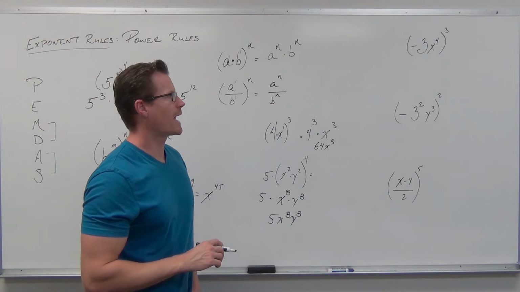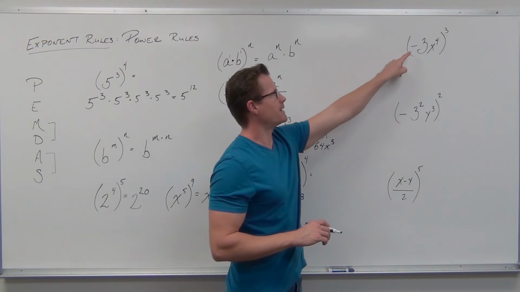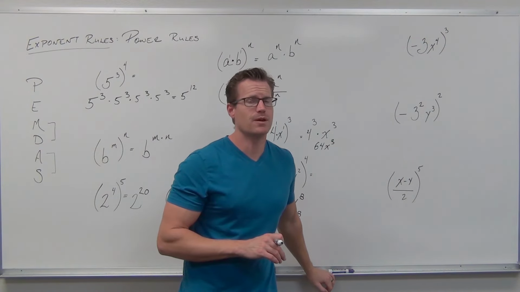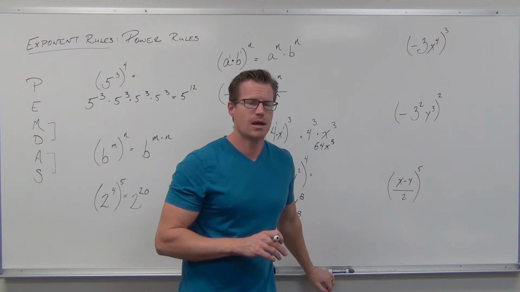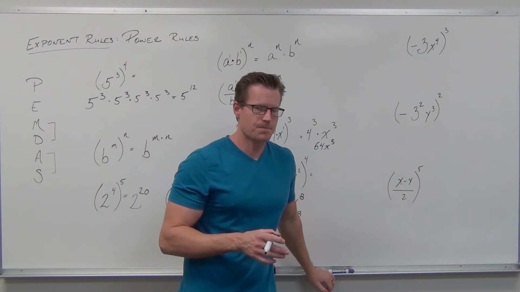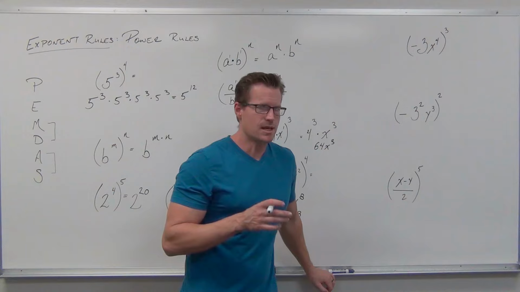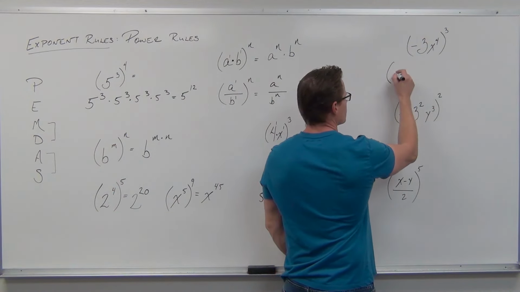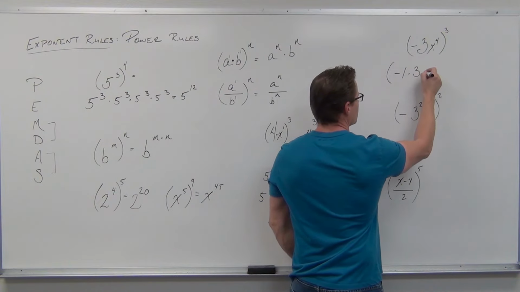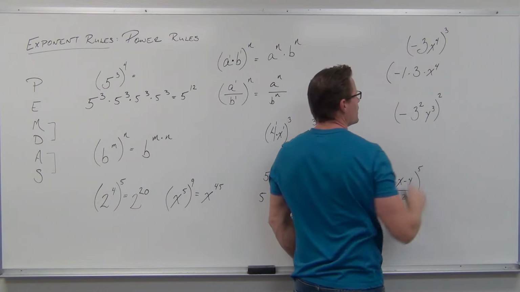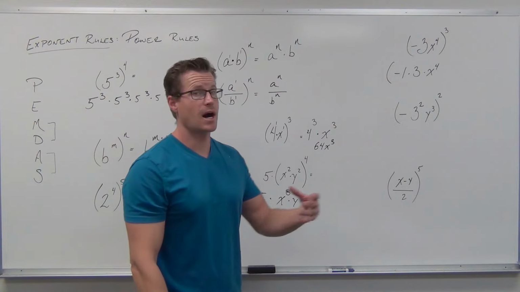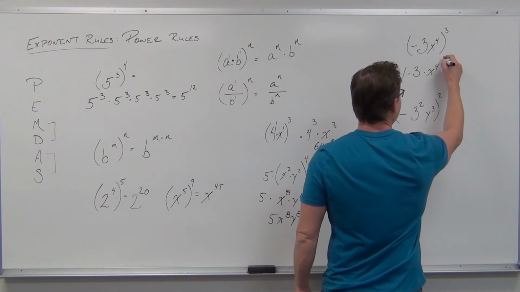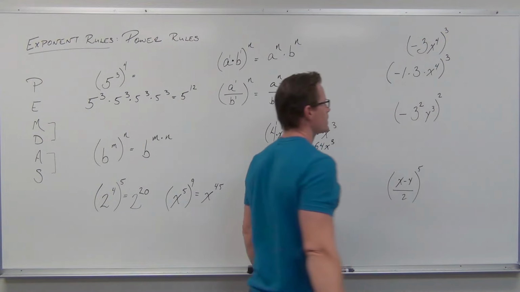But I need to show you what happens with that negative as opposed to that negative. I'm going to give you a special way because they can be very, very tricky. Here's how I'm going to approach this. Instead of thinking of this as -3, I'm going to think about this as -1 times 3 times x to the 4th. I'm doing that for a reason. All raised to the 3rd power.